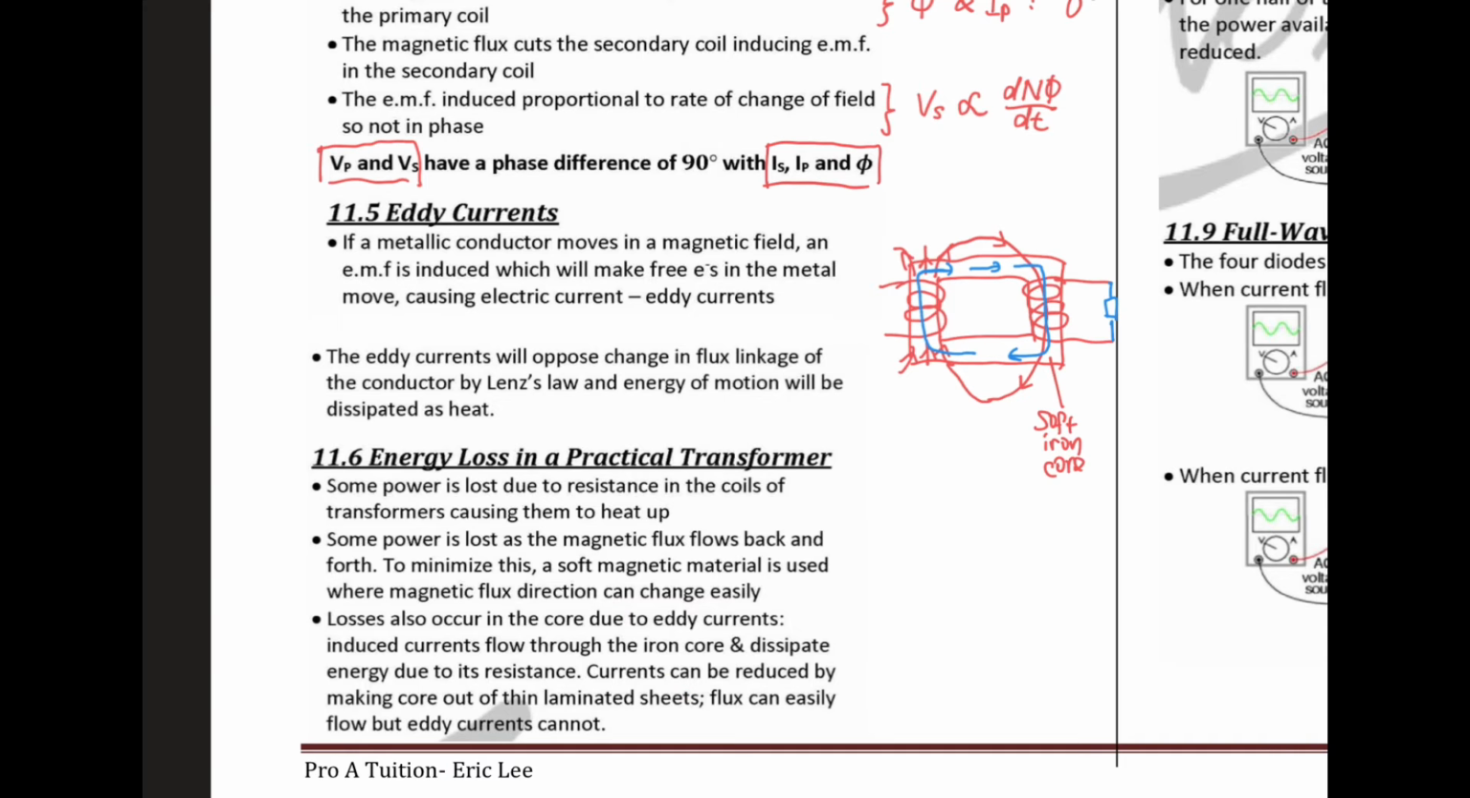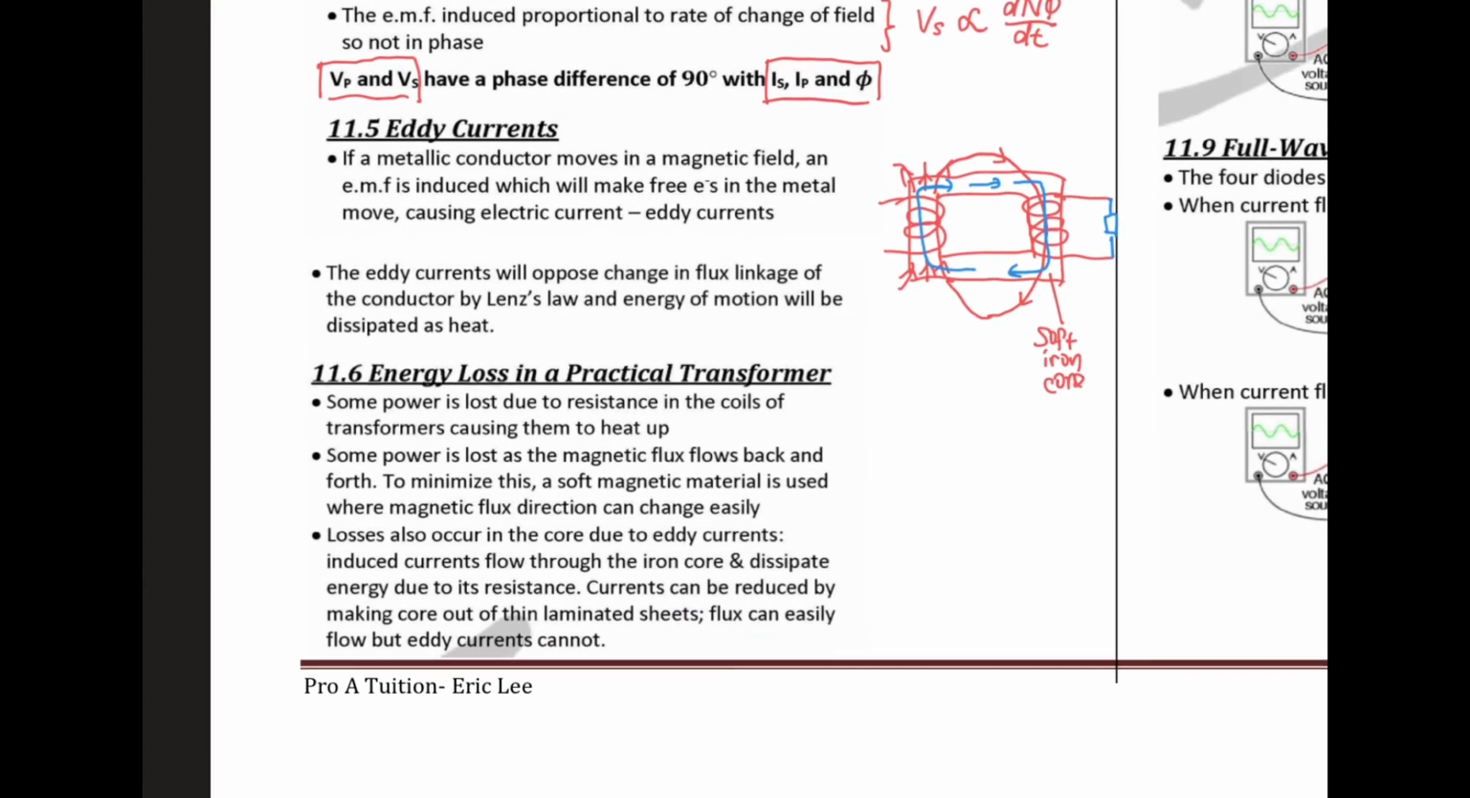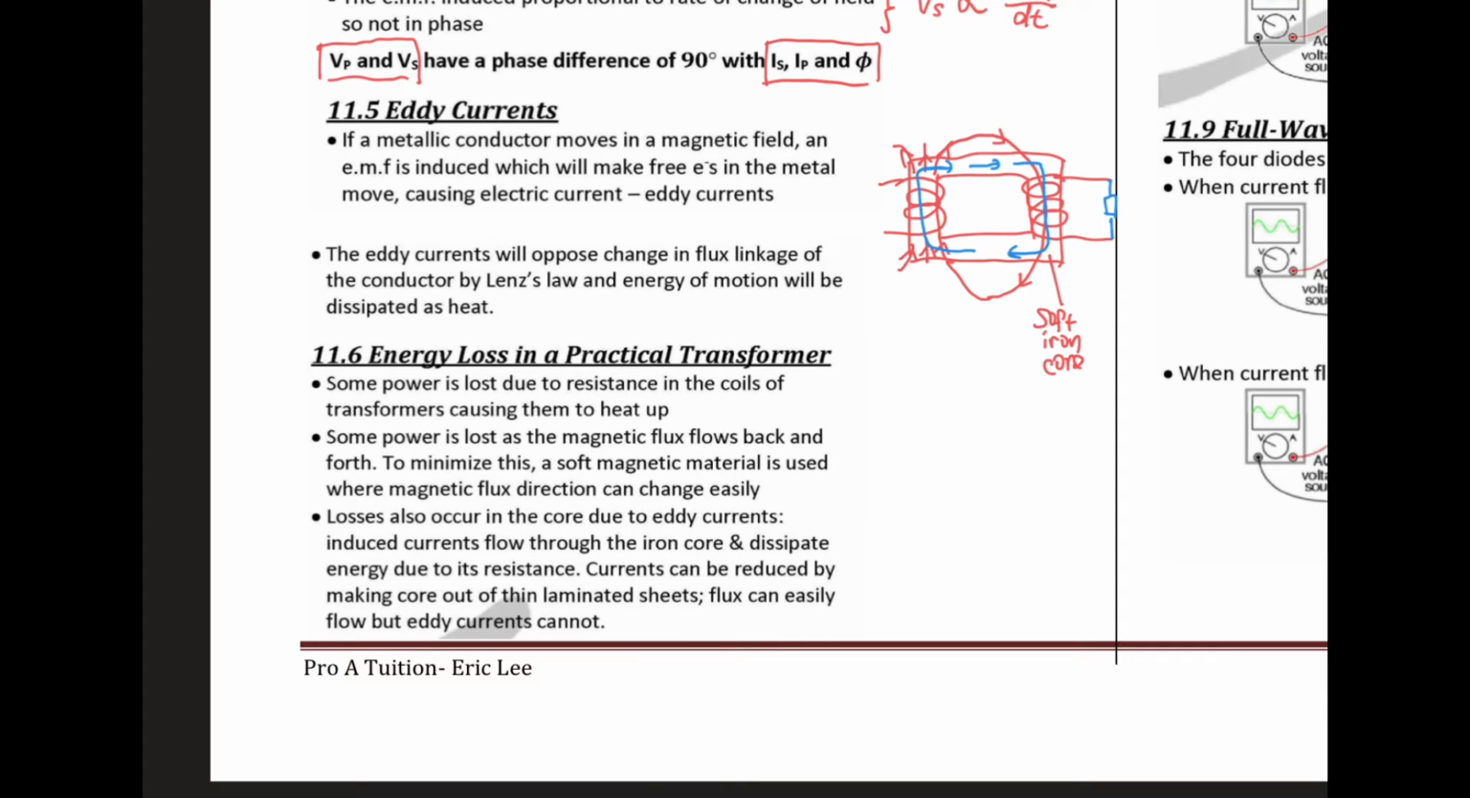What is that? That means when you build up your soft iron core, instead of using one big piece of soft iron like this, we have an option of using many thin sheets of soft iron like this, many layers. Each layer is laminated. Laminated means you cover it with plastic.